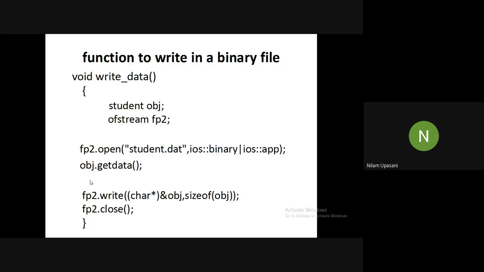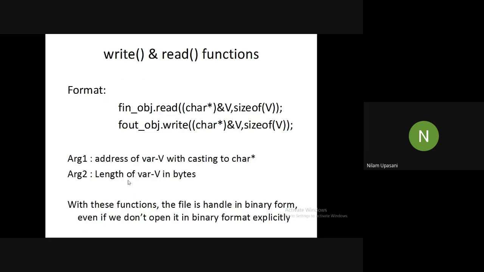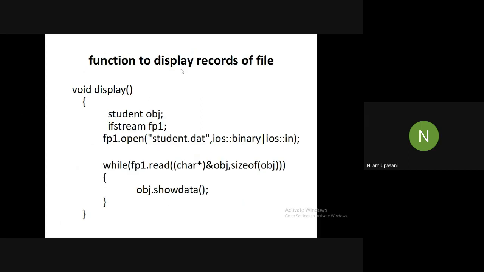So first we will read from the file, and then I will say object.show data, that is, this function, sorry, show data, object.show data. So first I'll read from that file using the read instruction, and then I'll say object.show data to display it on the screen, and then I'll close the file. Okay, so this is about the read data or display function, wherein I have declared one object.